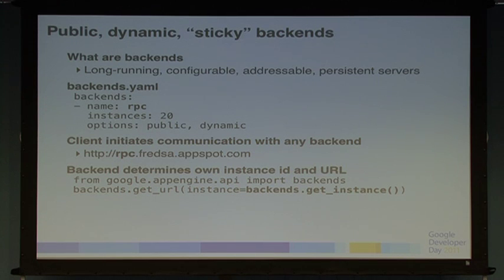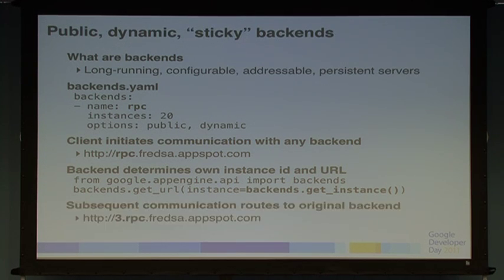So what you can do is on the server, you can determine which backend you're on. Here you can call backends.getInstance, and it will say 5. So now you know you're on instance 5. And when you respond to the client, you can say, by the way, I'm on number 5, so if you call back and you want to talk to me, call back on number 5. And then subsequently, 3 here in this case, the client can connect to 3.rpc.fredasa.appspot.com, and they will connect to the same instance they saw before.